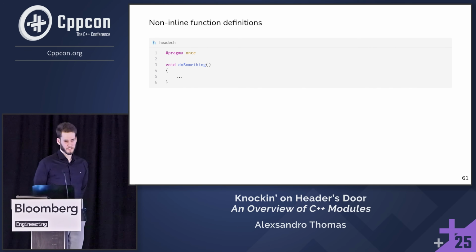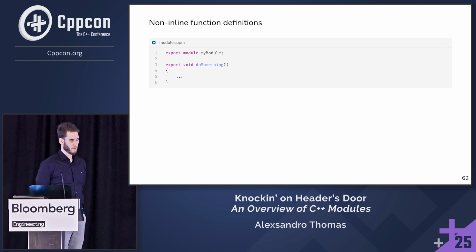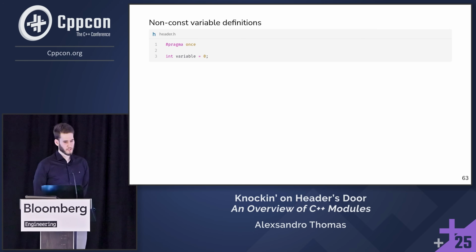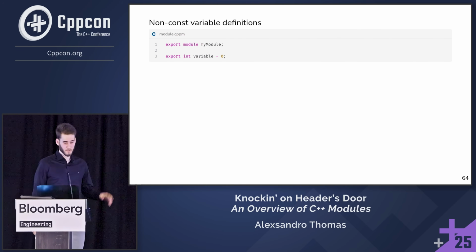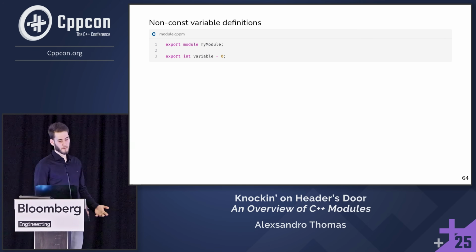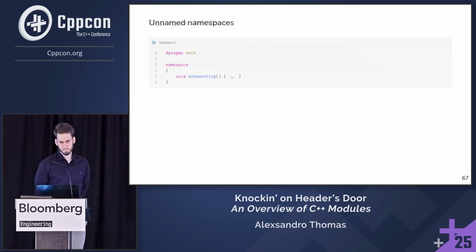The non-inline function definitions are similar. If you change it to a module, you just export whatever you want, and then you don't have any problems with that. The definitions can be part of the modules. Non-const variable definitions, same thing, just export them. If you export, the semantics will be correct. It will not just be an accident what's happening. Aggregate definitions in the same manner, just export whatever you want to make available outside, and it will work.